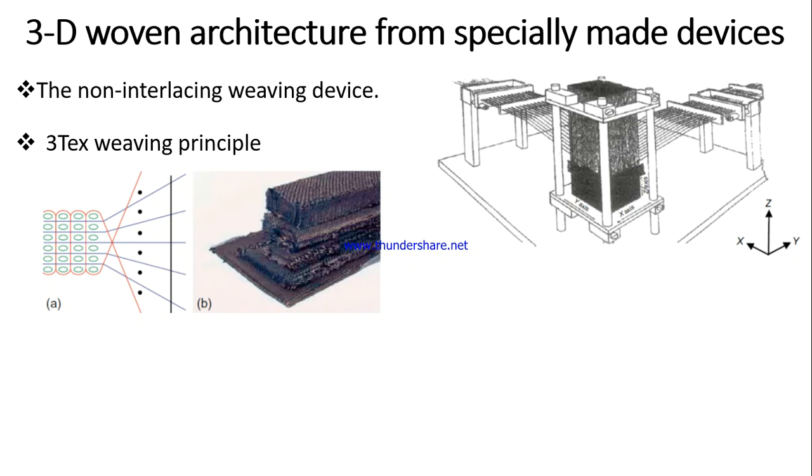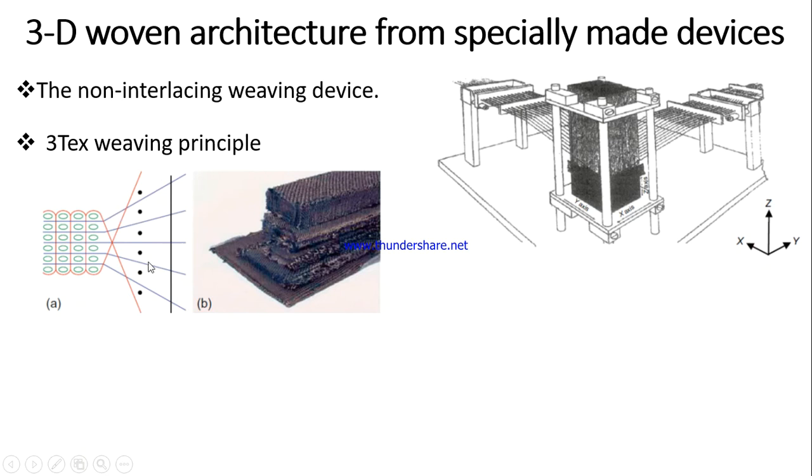Now 3D woven architecture can be formed by specially designed weaving machines or weaving technologies. Basically the most common technologies are the non-interlacing weaving device and the 3-tex weaving principle. These two principles are available. In the non-interlacing weaving device, you can see two sets of warps are coming at a point, and from the top another set of threads will be coming, and all those will interlace at this position to prepare a 3D woven structure or 3D woven architecture.